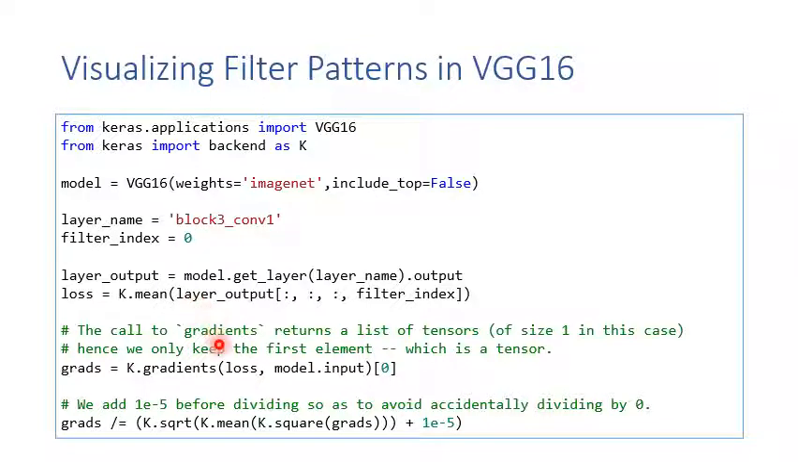Then we call the gradients function of Keras to calculate the loss with respect to the model input. The gradients function returns a list of tensors of size 1, so we only keep the first element, which is one tensor. Then we normalize the gradient. We add one small value to avoid a divide by 0 error.